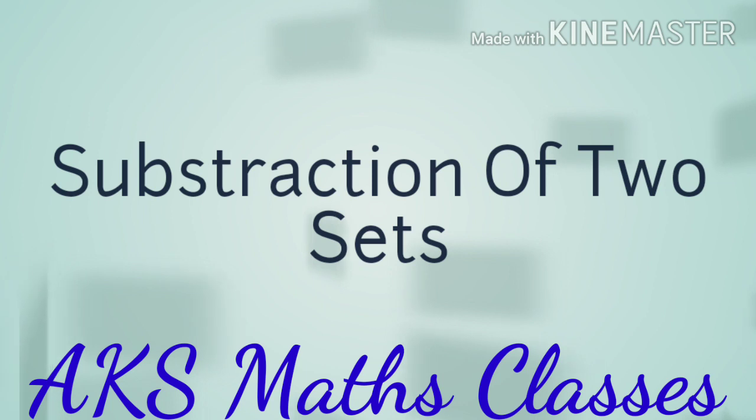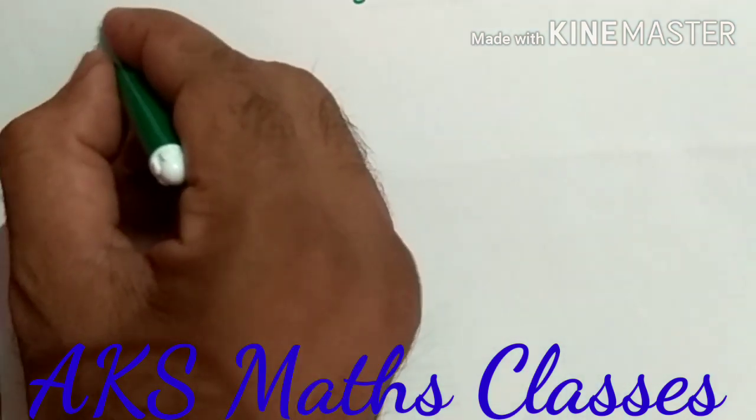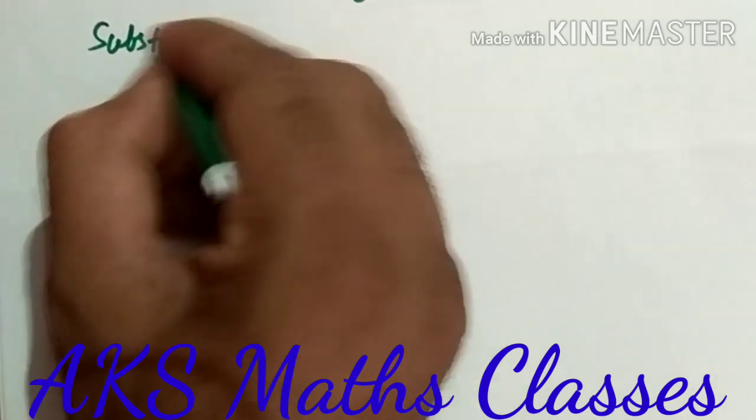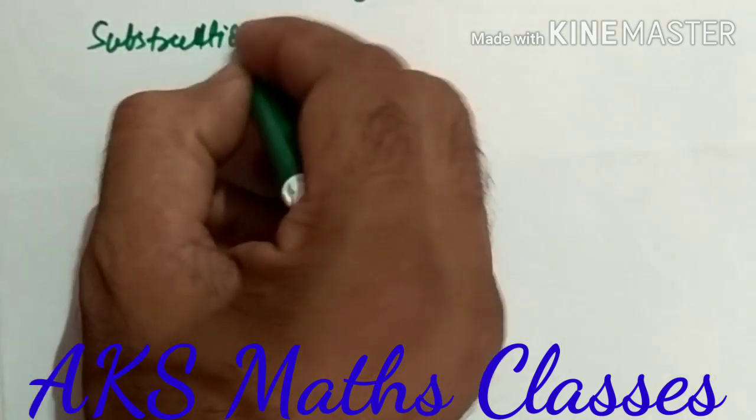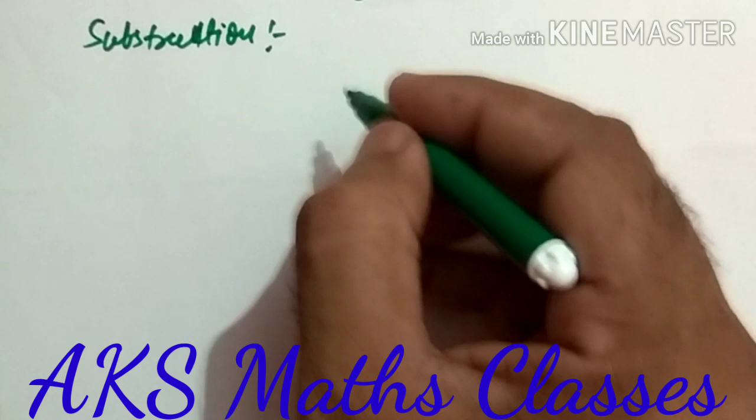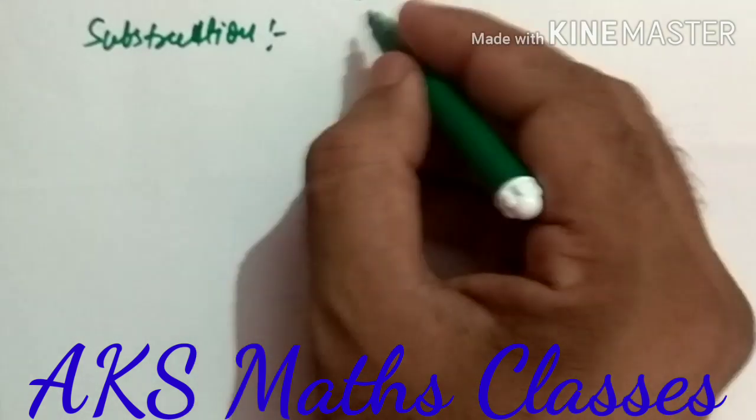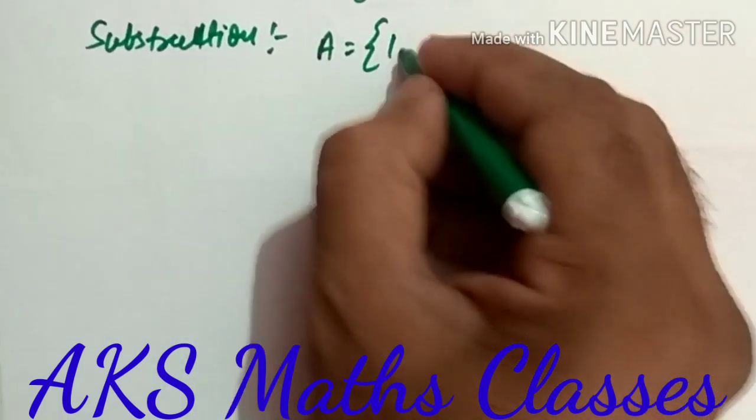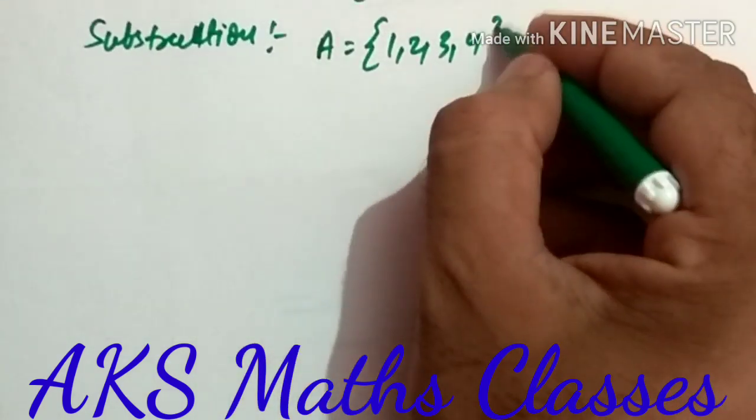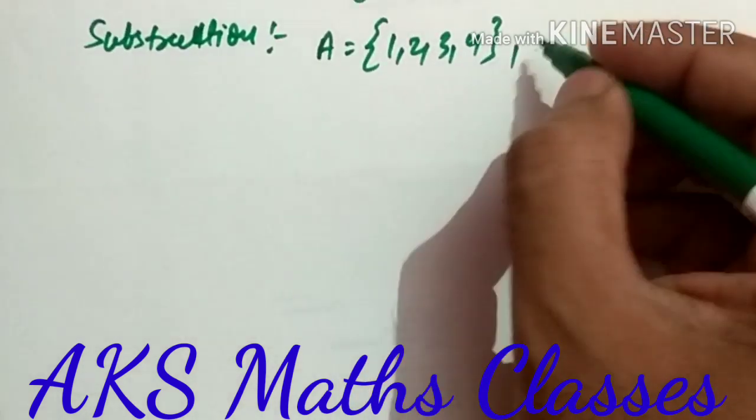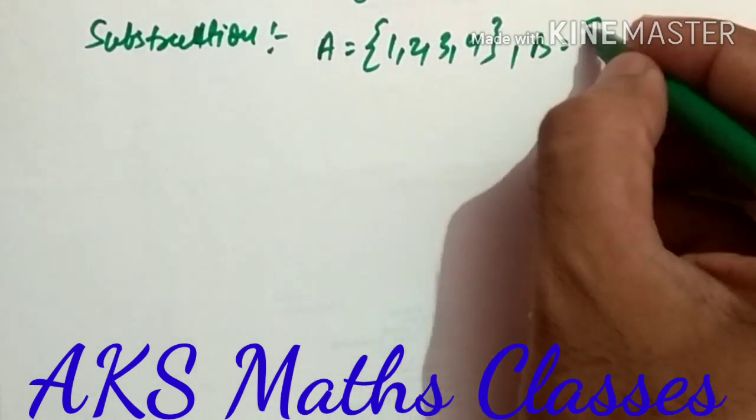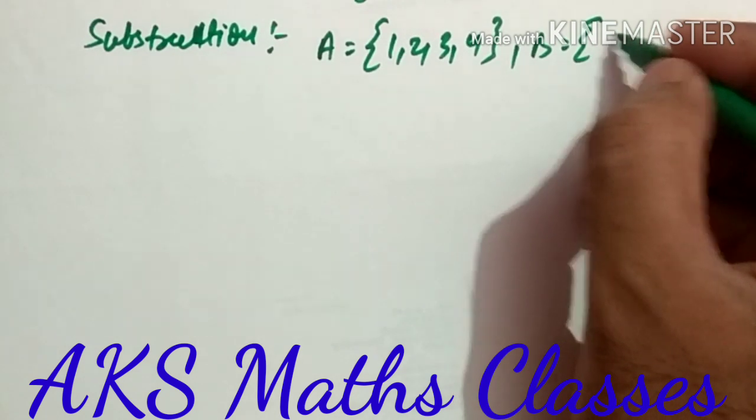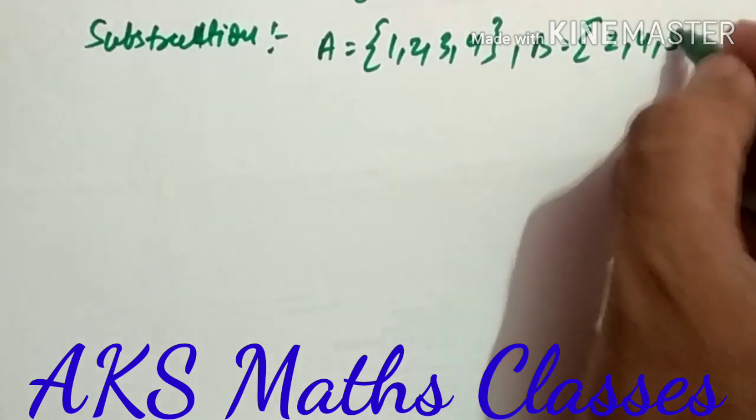Both are the same: difference of two sets and subtraction of two sets. This is the condition. Now see what the subtraction of two sets is. Normally we know that in subtraction we subtract some elements or numbers. Here A is equal to {1, 2, 3, 4}. If we solve the questions by examples, then it will be more clear. So B is equal to {2, 4, 5, 6}.